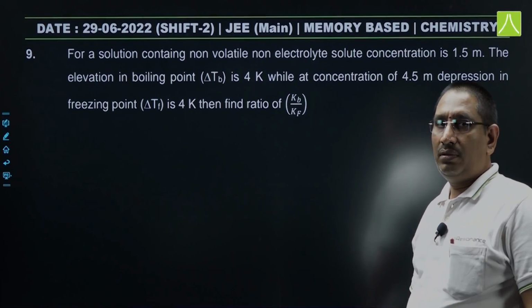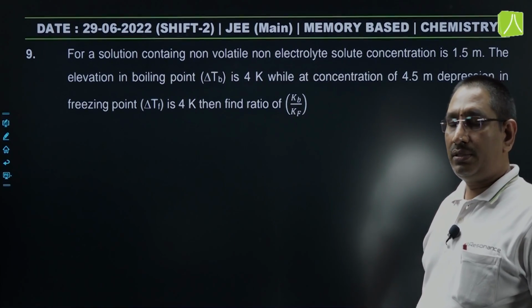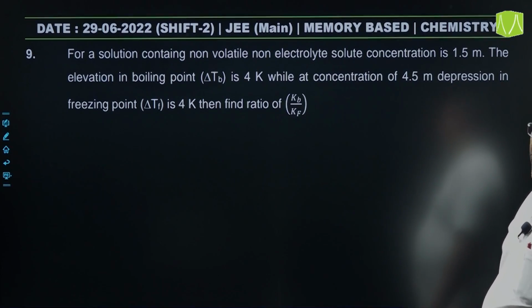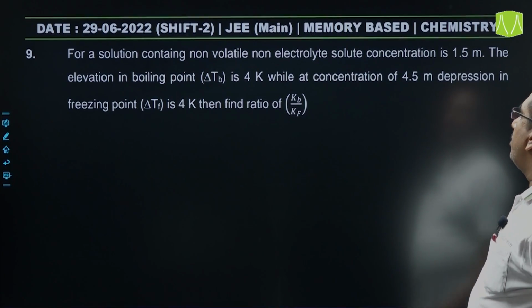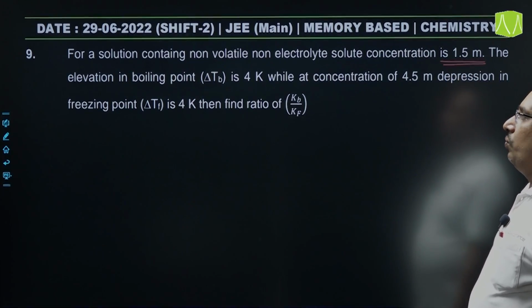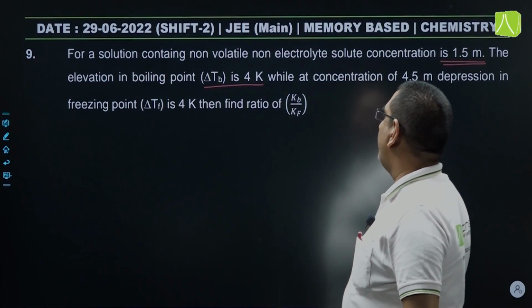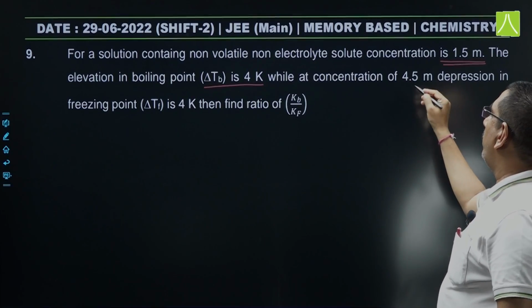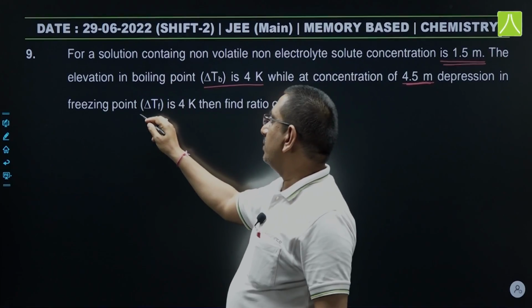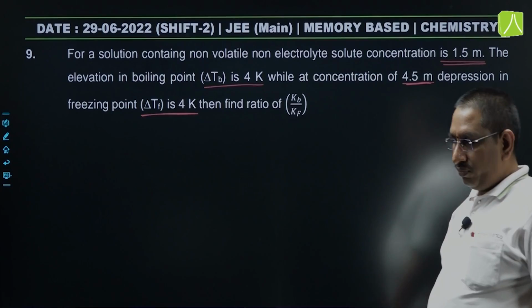Now, ninth question, this is from solution and colligative properties. अब इसमें दिया है for a solution containing non-volatile non-electrolyte solute, concentration is 1.5 molar. The elevation in boiling point delta Tb दिया है 4 Kelvin and concentration of 4.5 molar, depression in freezing point delta Tf is also 4 Kelvin. Then ratio of Kb and Kf पूछा है.